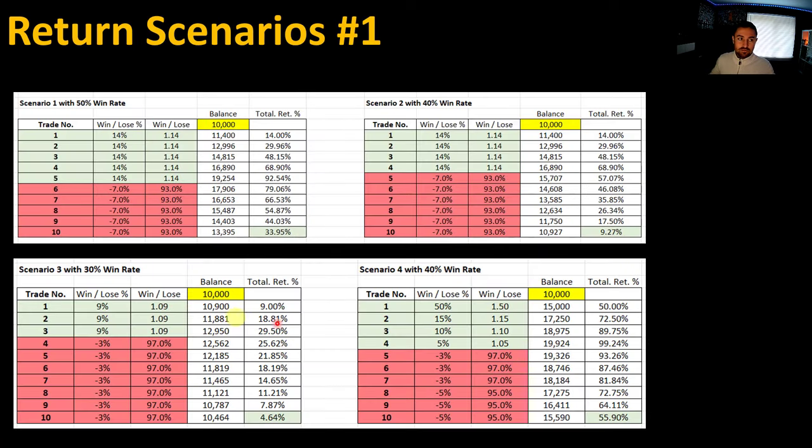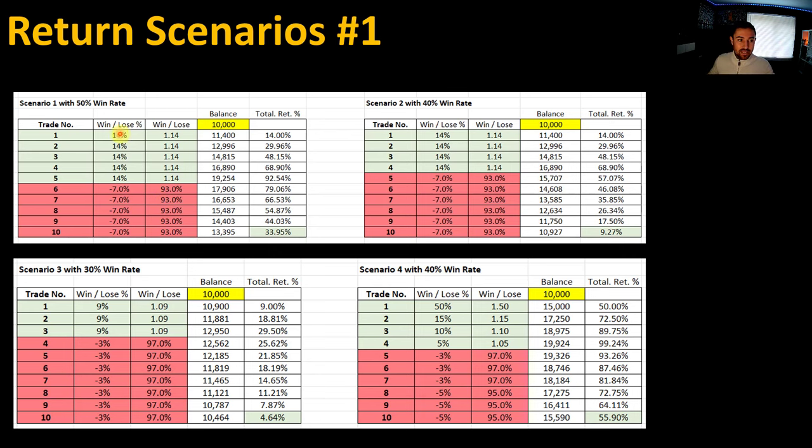And let's go through a couple of return scenarios to really drill it home. So scenario one, this is a 50% win rate. We can see that they're coming in with 14% winners and 7% losers. Now, it absolutely does not come in this perfectly. It's just to show you the importance, and on the next slide, of maintaining your losses. So really controlling your losses, I should say, not letting them get out of hand, because you're going to see what happens when they get out of hand.